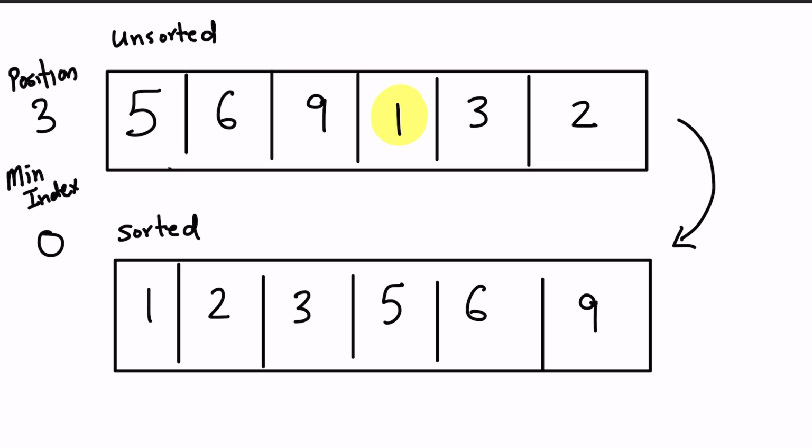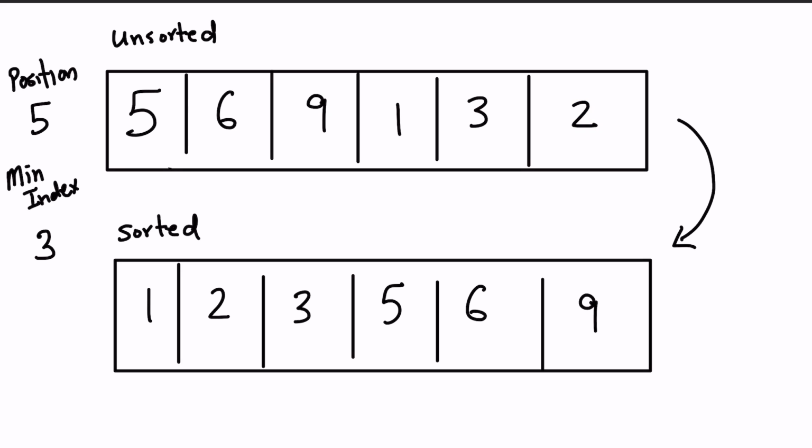Take notice as this occurs when we are at index 3. We compare the value at the current position, 1, with the smallest value we have seen so far, 5. Since 1 is smaller, we will update this min index value with the current position. Our loop continues until we get to the end of the array. We encounter no element smaller than 1, so our min index value doesn't change.